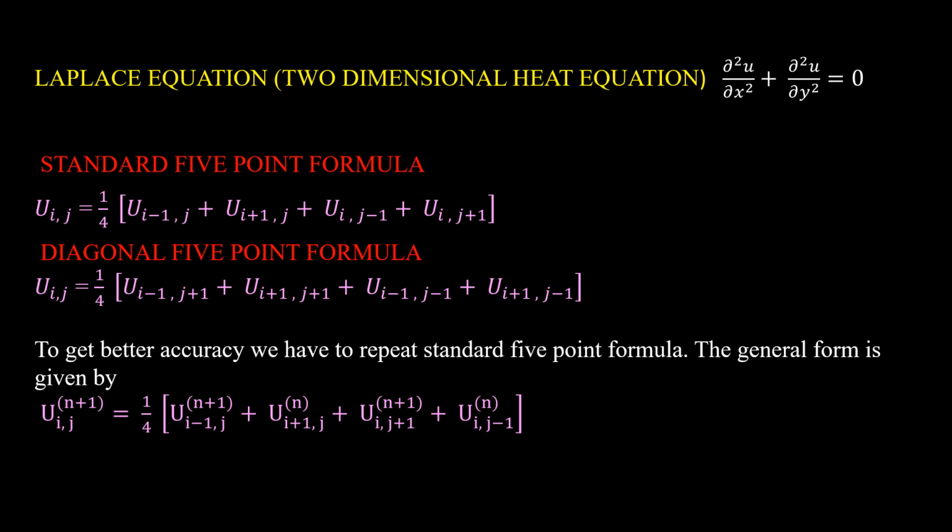That is called Liebmann's iteration process. For that iteration process, we use the standard 5-point formula repeatedly. The general form is given by this: u_ij raised to (n+1) is equal to 1 by 4 of u_i-1,j^(n+1) plus u_i+1,j^(n) plus u_i,j+1^(n+1) plus u_i,j-1^(n). What it means is, if I want the first iteration, I have to put n as 0.